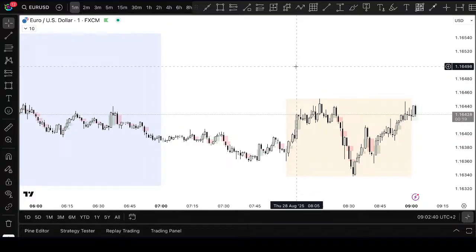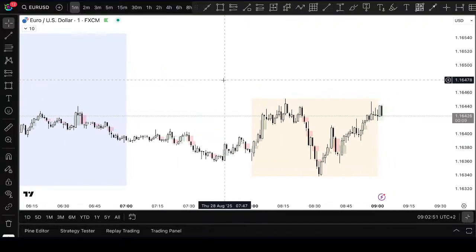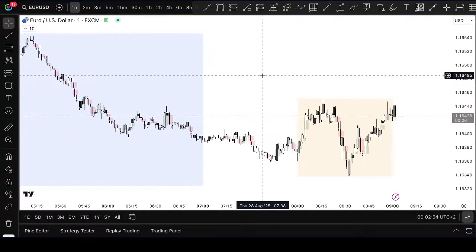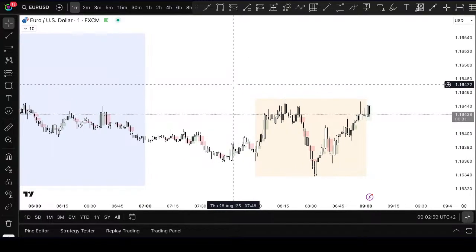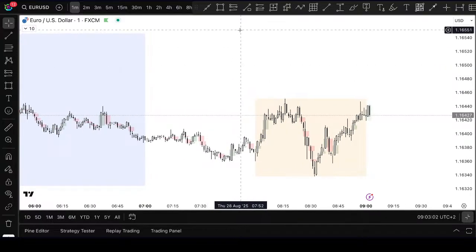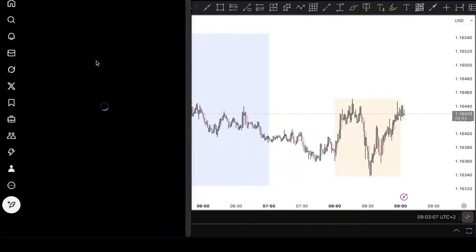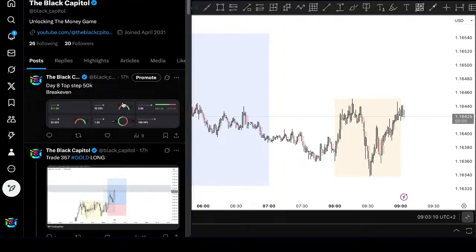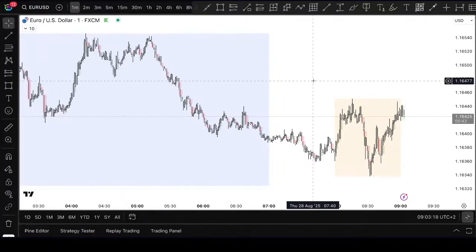I also have another 25k account in FundingPips, and the issue with that account is, what to say, we are currently in loss in that account. Around $2,000 loss. I have 2 more trades in that account, and I have another X or Twitter platform where we can see all the updates with the trades which I take. So yeah, let's get started.